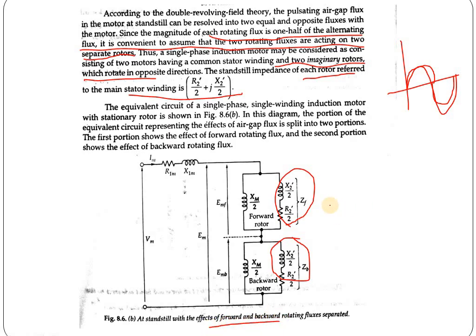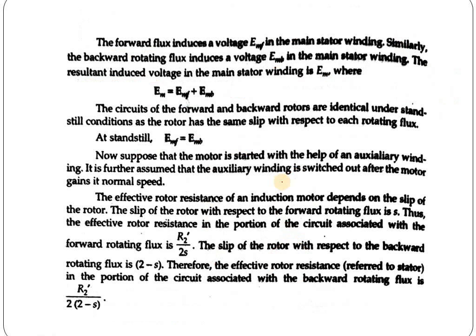And this diagram, the portion of equivalent circuit, represents the effects of air gap flux splitting into two portions that I have already shown you. The first portion shows the effect of forward rotating field flux, and the second portion shows the effect of backward rotating flux. That means the total equivalent circuit is now divided for forward field flux and backward field flux, and the remaining part is the same. The stator main winding portion is the same, and only the rotor part we have changed according to the double revolving field theory.